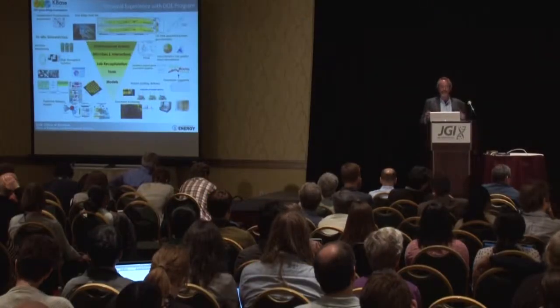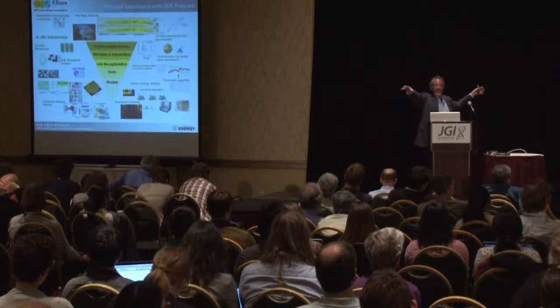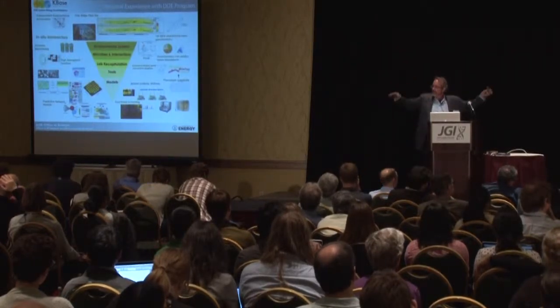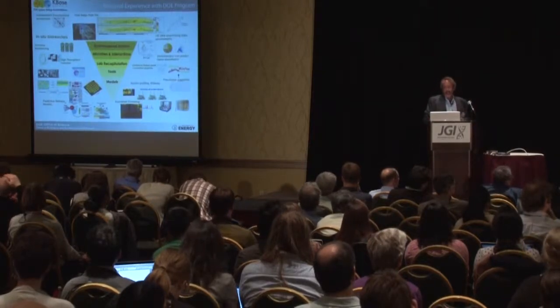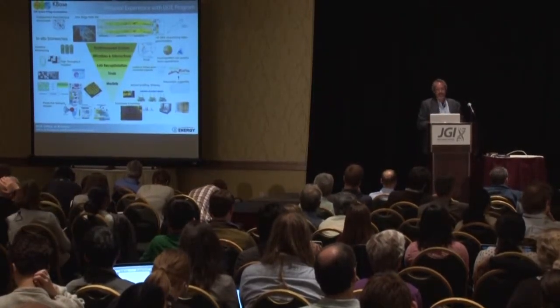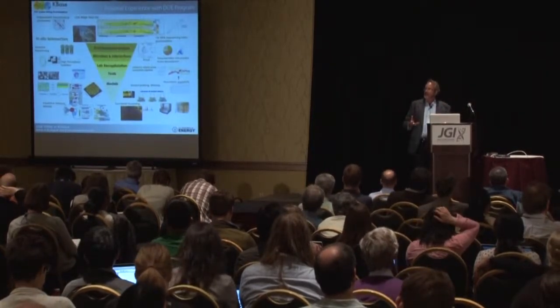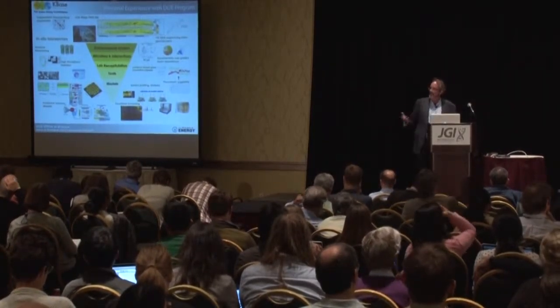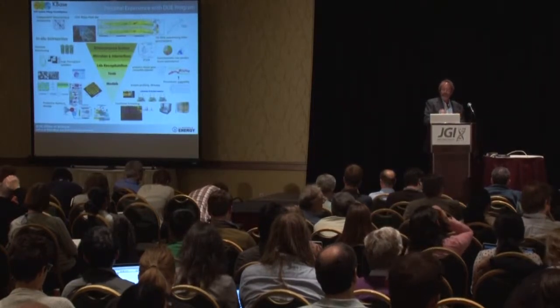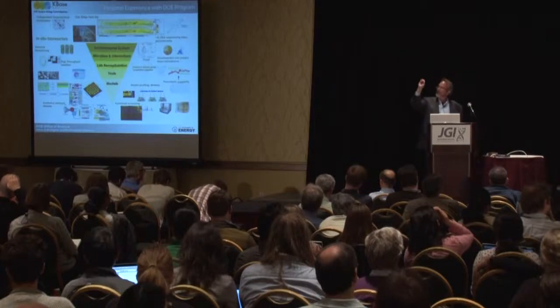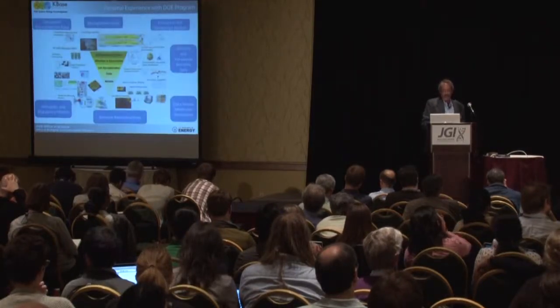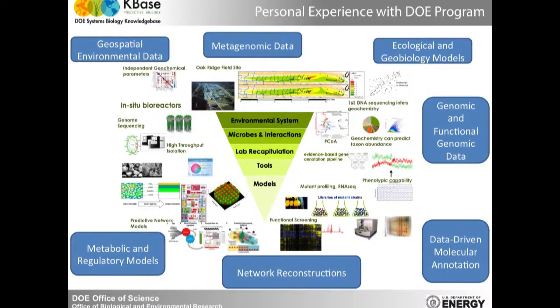And it does a lot of different measurements, from large-scale field measurements of the geochemistry and microbial populations across a large field in Oak Ridge, Tennessee, to the transformations that go on over time in that field, to bringing those organisms back to the lab and tearing them apart, understanding how they interact and what their biochemistry and genetics are, and so on. And our idea is to try to go from the genome in the lab to what it's doing out in the field in some clean way. This includes data which is geospatial and environmental data, metagenomic data, ecological and biological models, genomic and functional genomic data, molecular data-driven annotation, network reconstructions, and metabolic and regulatory models, and population models for that matter.